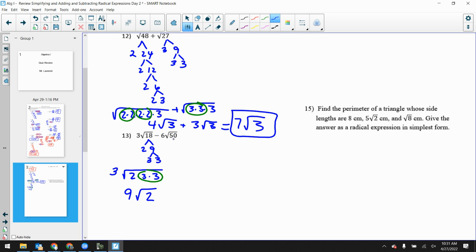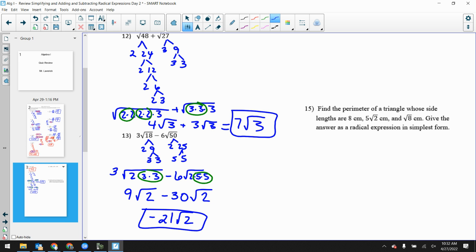Break down 50. 2 and 25. 5 and 5. Okay, do not forget about that 6 out front. It's a very common mistake. Don't do it. Buddy up the 5. Now, what should be total on the outside? 30, right? Minus 30 radical 2. 9 minus 30 is negative 21. Again, you're finding the difficult part about this is reducing the radical, not the addition or subtraction.